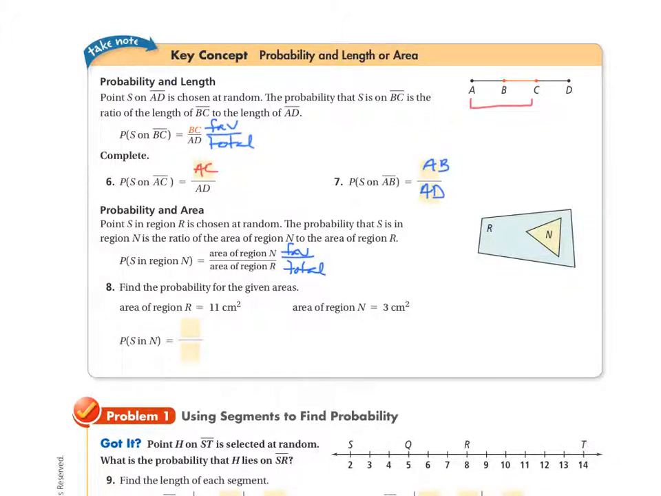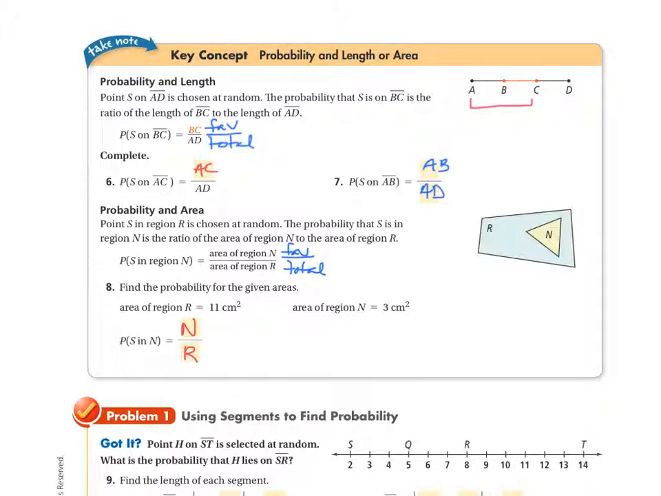So look at how they've written it. What is the probability that S is in region N? So region N is the favorable region. So why don't we put N up top? What's going to be on the bottom? What's the total possible region? R. Isn't region N inside region R? Yeah. So region R is the total area.